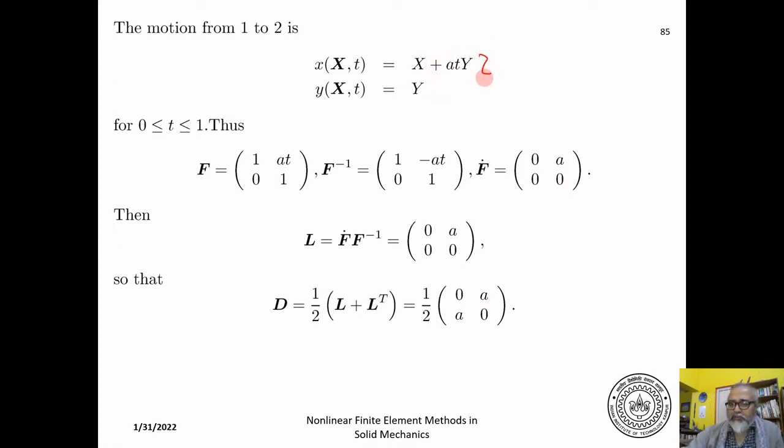So once you have the motion, this is between configurations 1 and 2. So once you have this motion, it's easy to calculate the F. Once you get F, you get F inverse, and F dot is just the time derivative of it. So when you take F dot, you get 0 here, a here, 0 here, 0 here. So this is your F dot, and F dot is L. L is F dot F inverse. So this is your L. Once you get L, L plus L transpose, half of that gives you the rate of stretch, and that is this. So this is the rate of stretch for an element, a square element, one by one, undergoing simple shear.